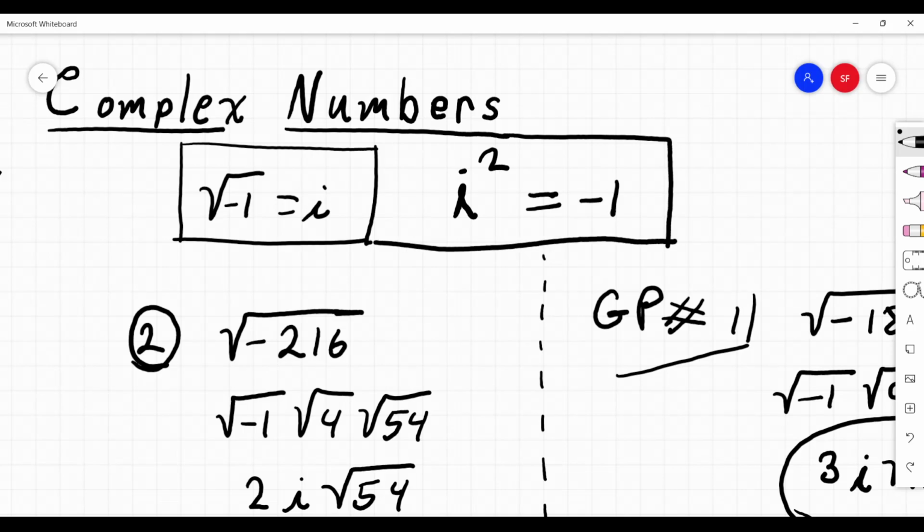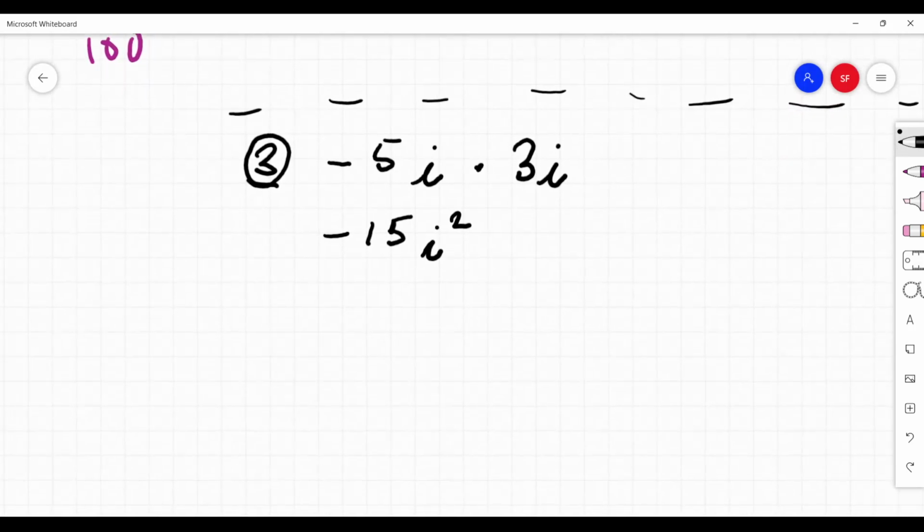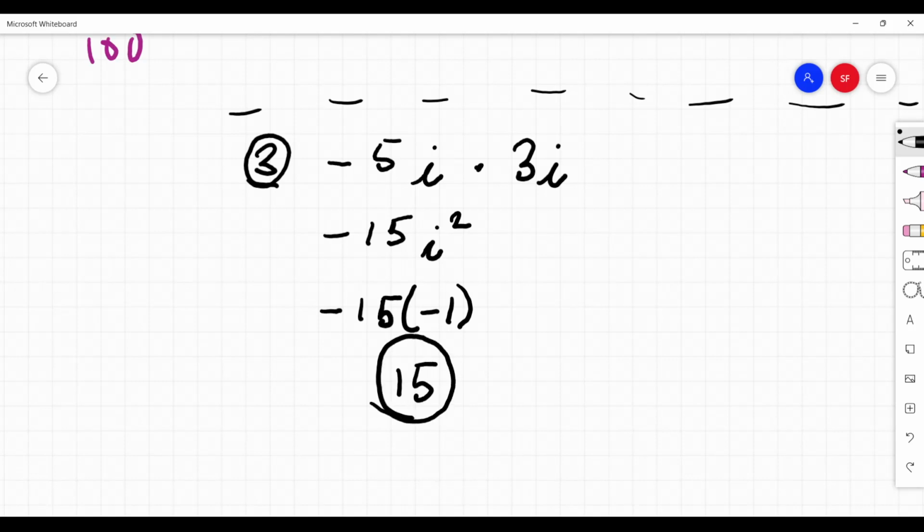Okay. So, because of that, we can write that as -15 times -1, right? Which would be 15. So this problem simplified is 15.